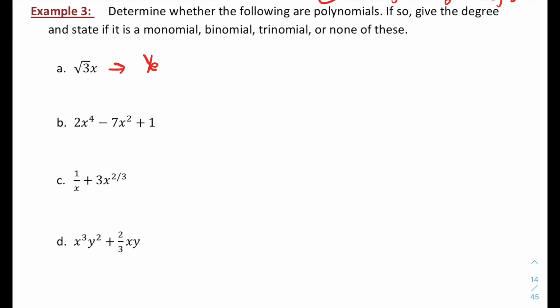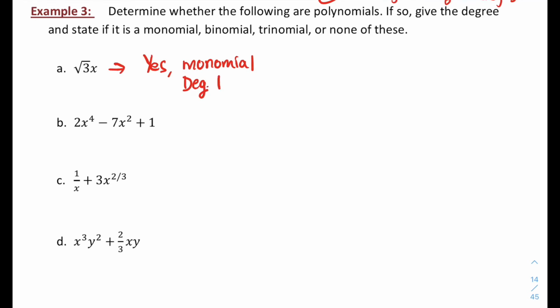On A, yes, that's a polynomial because it has positive whole number exponent. It's just x to the first. My coefficient is square root of 3, but that's fine. And it's degree 1 because it is x to the first power.